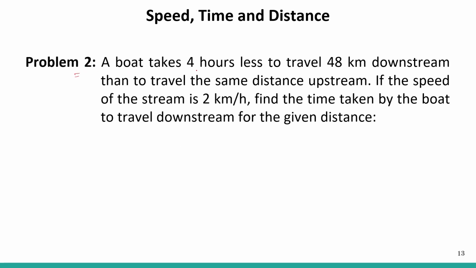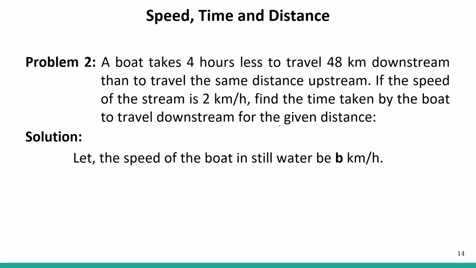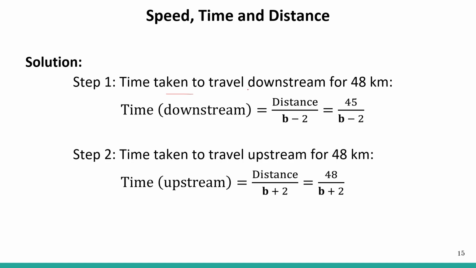So a boat takes 4 hours less to travel 48 km downstream than to travel the same distance upstream. Okay, so if the speed of the stream is 2 km per hour, then find the time taken by the boat to travel downstream for the given distance. Okay, so let the speed of the boat in still water be what? B km per hour. Okay, so time taken to travel downstream for 48 km will be what? Distance by B minus 2, that is equal to 48 by B minus 2.